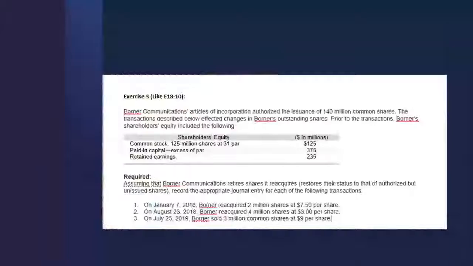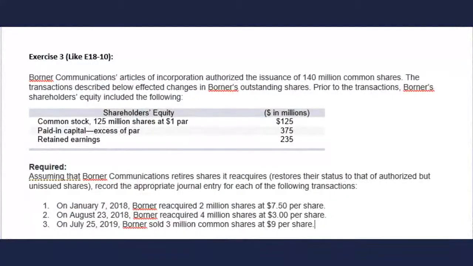First off, let's get the information here. Warner Communications Articles of Incorporation authorized the issuance of 140 million common shares. The transactions described below affect changes in Warner's outstanding shares. Prior to the transaction, Warner shareholders' equity included the following: common stock, 125 million shares at $1 par, 125 million in that account. Remember, we must carry common stock at par. So since we issued 125 million shares and we have a $1 par, that means the balance in that common stock account would be 125 million.